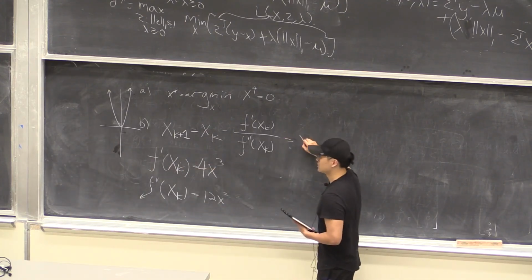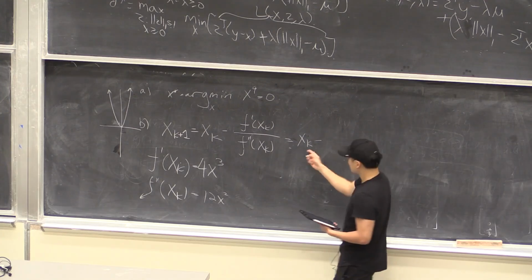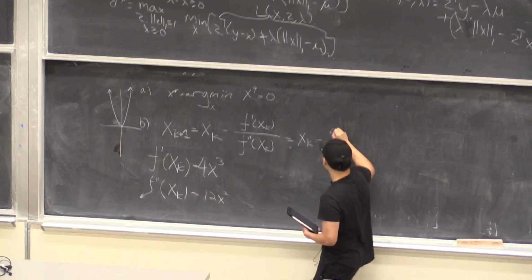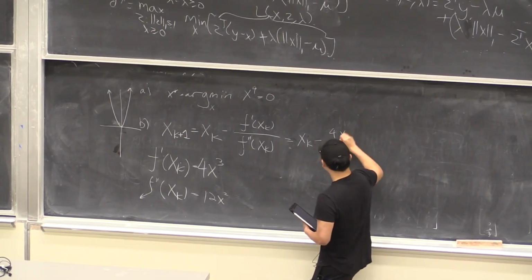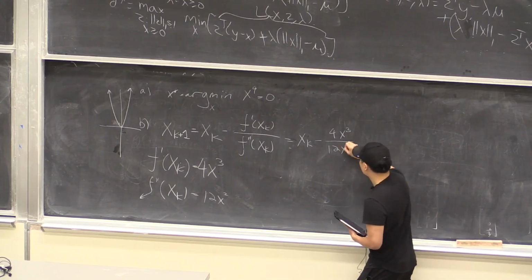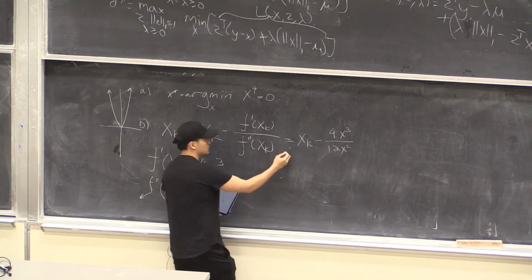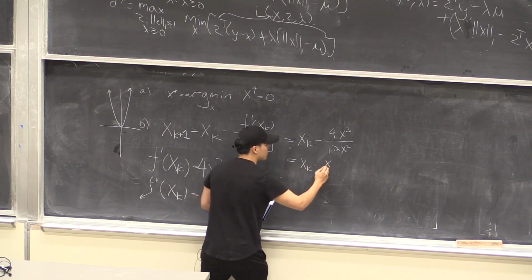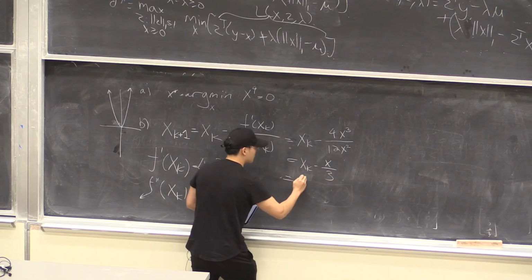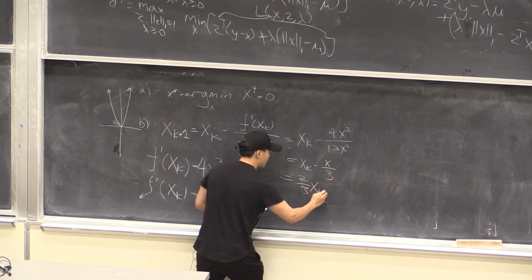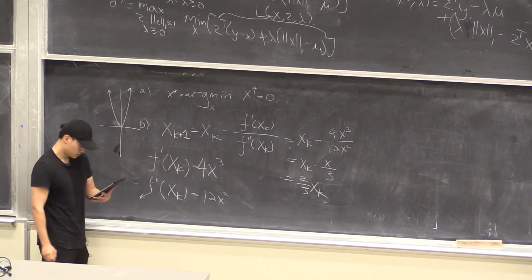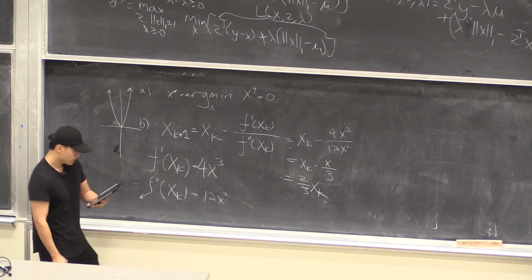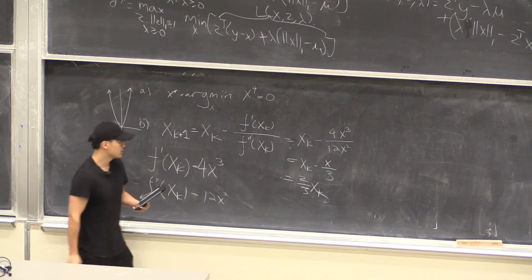And our update rule is x_k minus this divided by this. So let's write it out. And this is just x_k, which is 2/3 x_k. Okay, so far so good? Sounds good. So now let's find out what x_k exactly is.